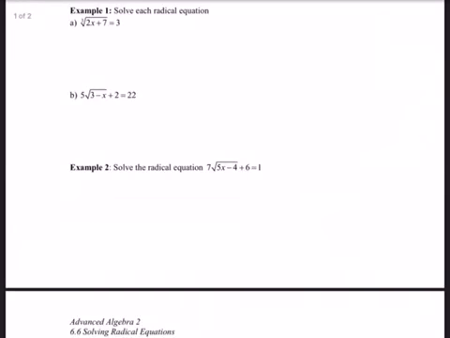Okay, so let's look at the next example. It wants us to solve 5 times the square root of 3 minus x plus 2 equals 22. So that's this problem right here. I need to isolate the root first. So I'm going to do reverse order of operations. That means I'm going to start with addition and subtraction first. So I'm going to get rid of the plus 2.